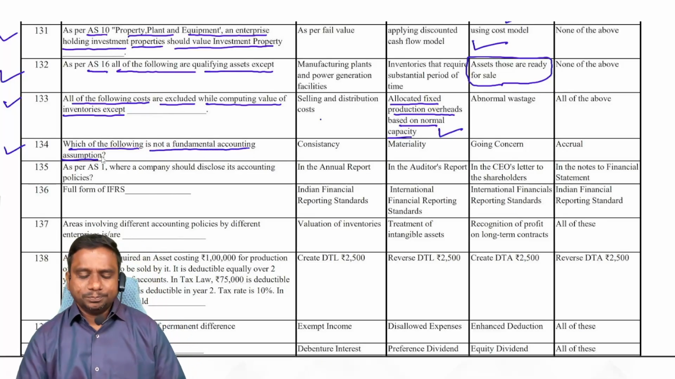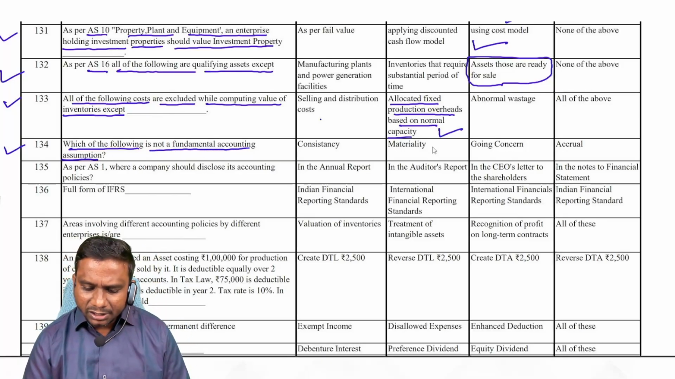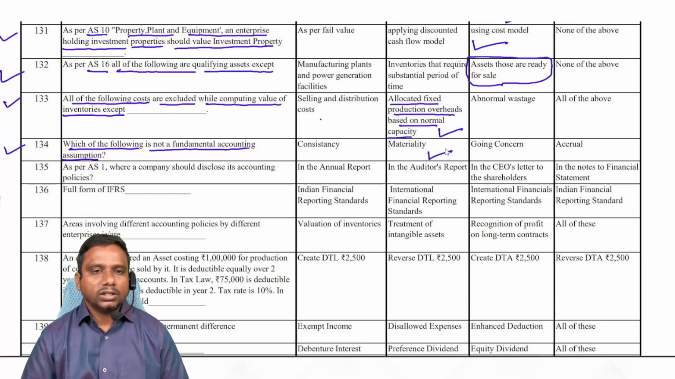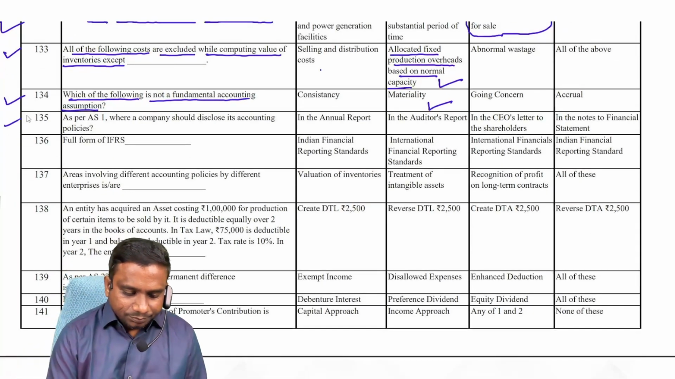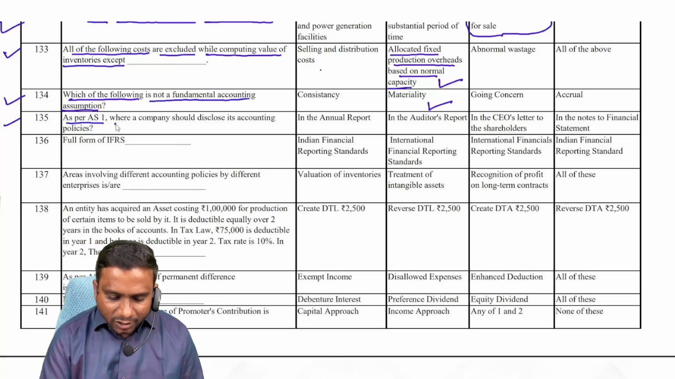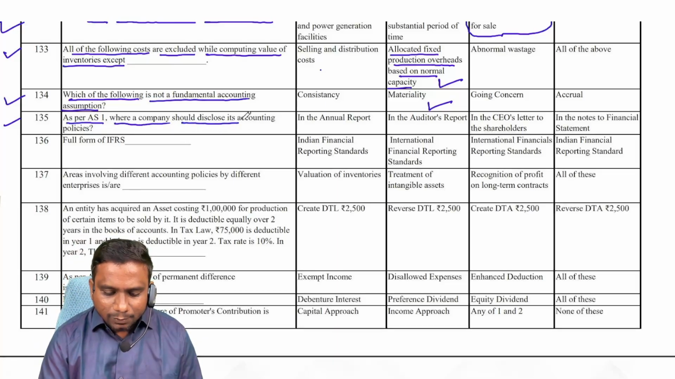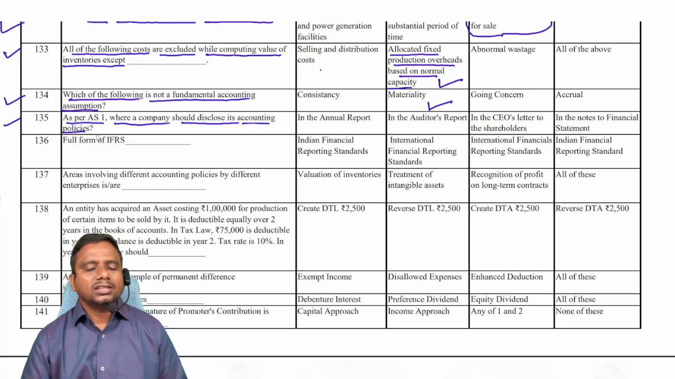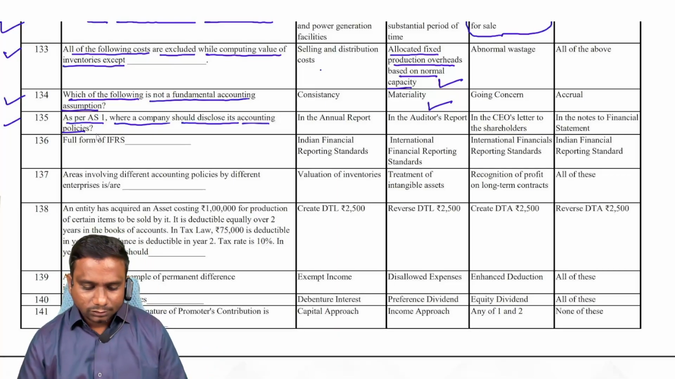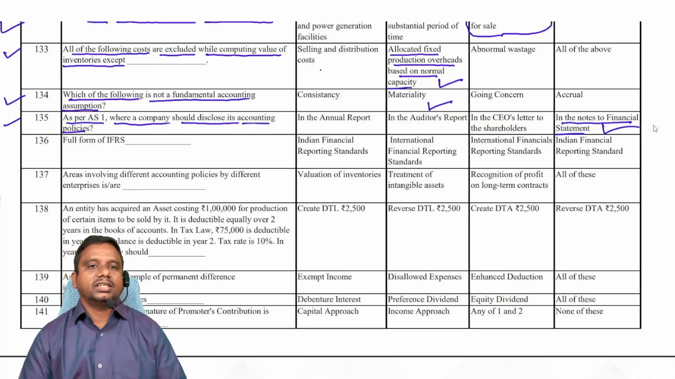134. Which of the following is not a fundamental accounting assumption? Again, it is a repetitive question. Materiality, consistency, yes. Materiality, no. Going concern, yes. Accrual, yes. So materiality, no. Option 2, correct. 135. As per AS 1, disclosure of accounting policy, where a company should disclose its accounting policies, nothing but at the time of preparation of financial statements, in notes to accounts. The annual report, no. Auditor report, no. Letter to the shareholder, no. In the notes to financial statements, yes. This is the correct option.